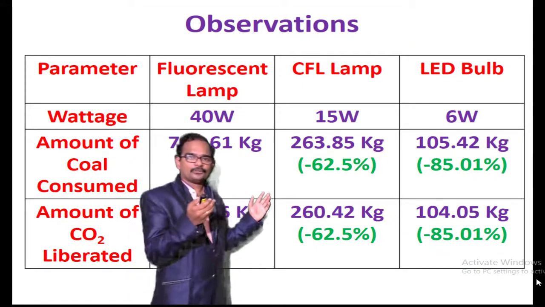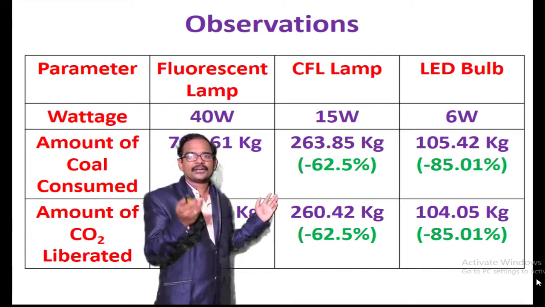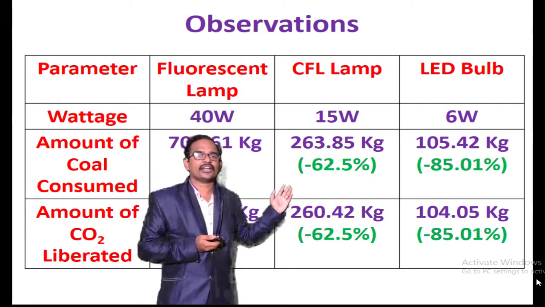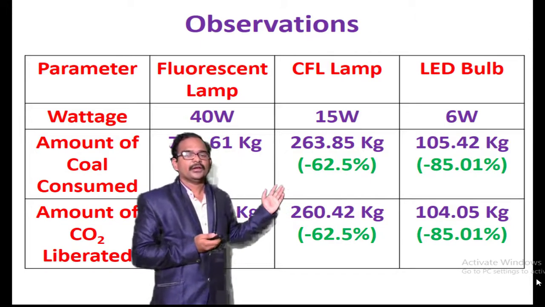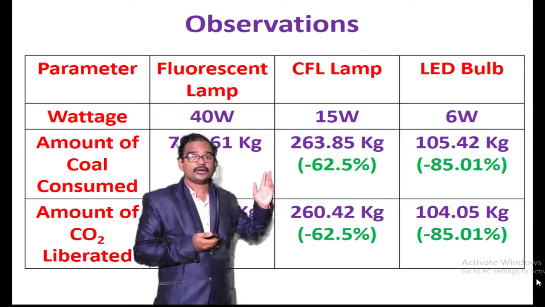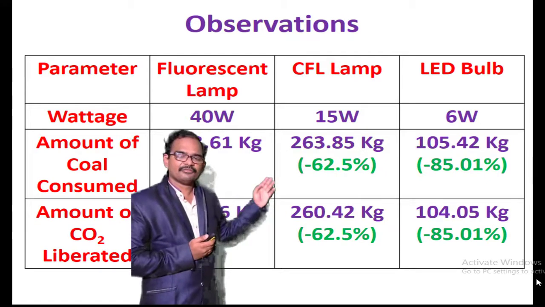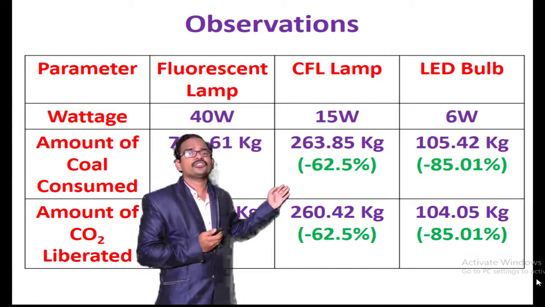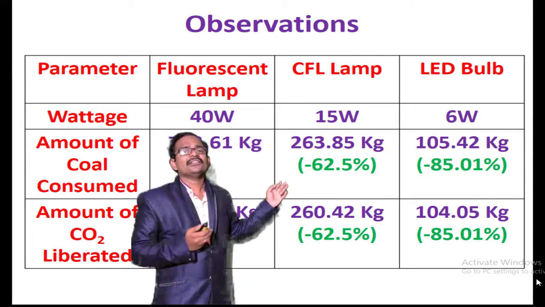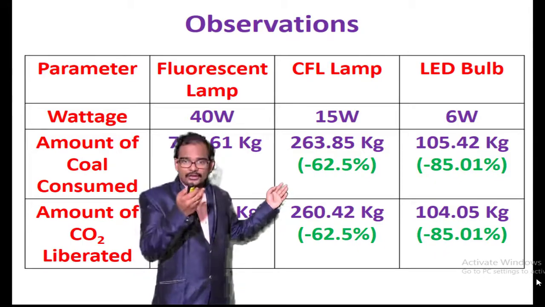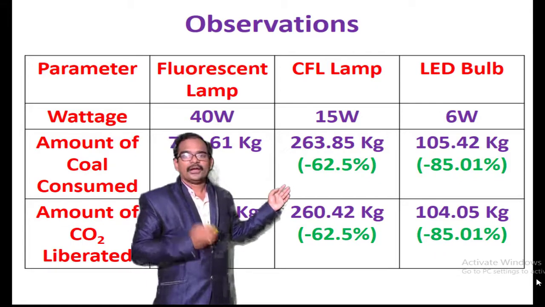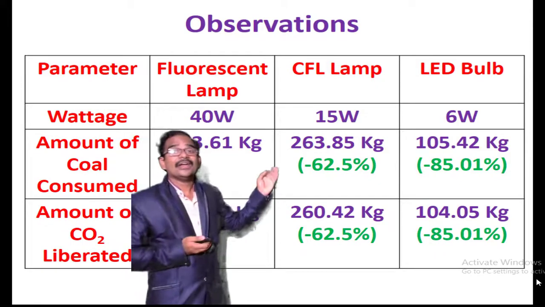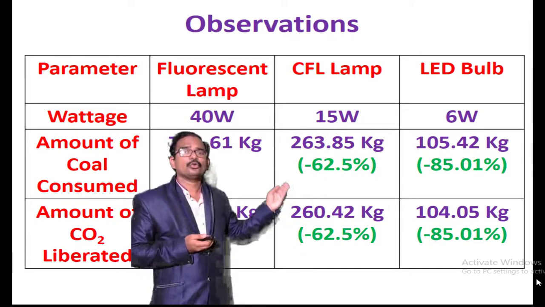These are the observations. So, what are the parameters? Fluorescent lamp is 40 watt, CFL lamp is 15 watt, and LED is 6 watt. What is the amount of coal consumed in case of a fluorescent lamp? 703.61 kg. With the same amount, I replace the fluorescent lamp with the CFL lamp. What is the amount of coal consumed? 263.85 kg. That is around 62.5% reduction in the coal usage. And if I use the 6 watt LED lamp, 105.42 kg, which is around 85% reduction in the coal consumption.